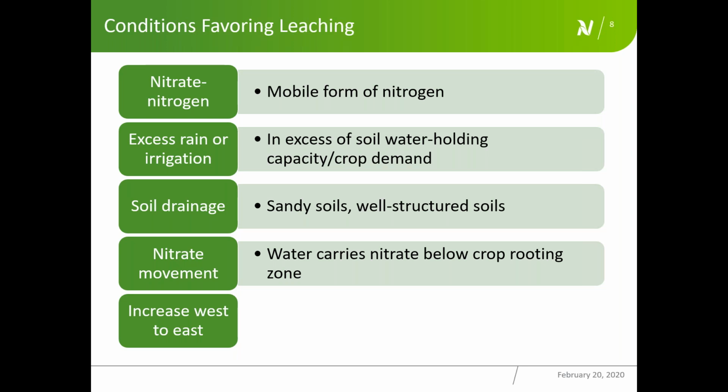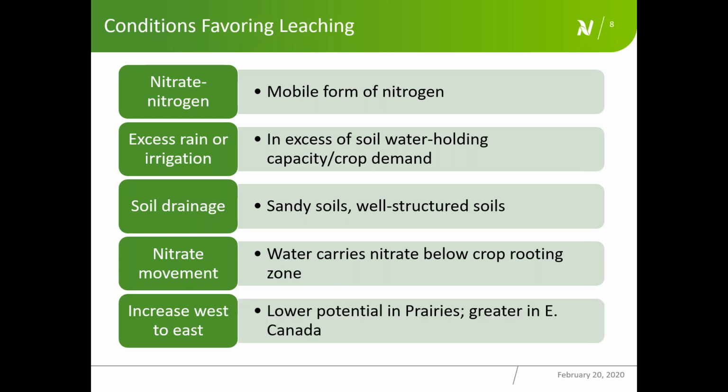And generally speaking, the potential for leaching loss increases as we go from west to east. In our prairies and Great Plains of the United States, where rainfall is relatively low, leaching potential is lower, and leaching losses are actually not particularly common. As we move east into the higher rainfall regions, the eastern edges of the prairies on into Ontario and the Corn Belt in the U.S. and onto the East Coast, leaching potential increases dramatically as the rainfall is much greater.